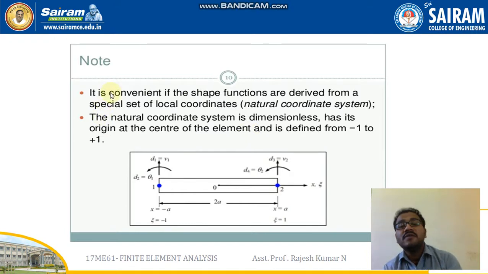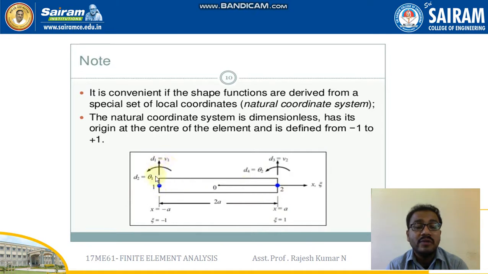That we will be seeing in the next slide. It is always convenient if the same functions are derived from a special set of local coordinates. Local coordinates here means the natural coordinate system, considering a center point which is nothing but the origin. From that, we define the left node and the right node. The natural coordinate system is dimensionless, has its origin at the center of the element and is defined from -1 to +1. Here you can see the same thing I have shown, whatever we discussed in the previous slide.